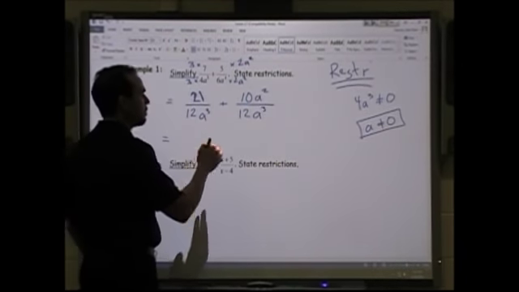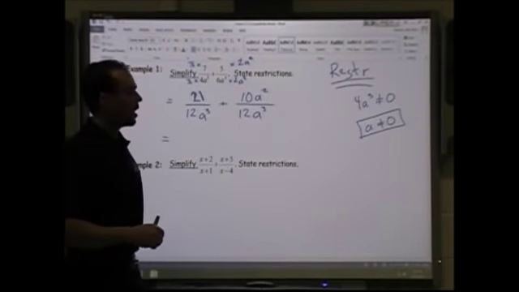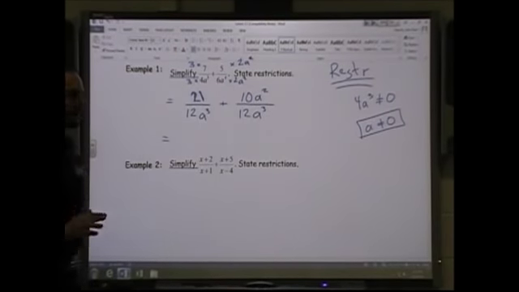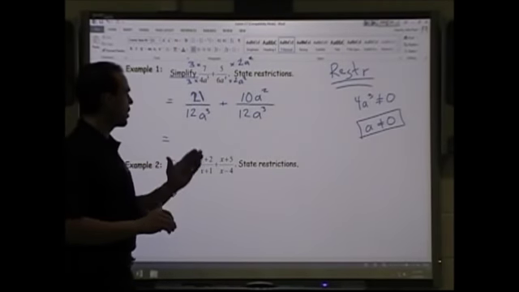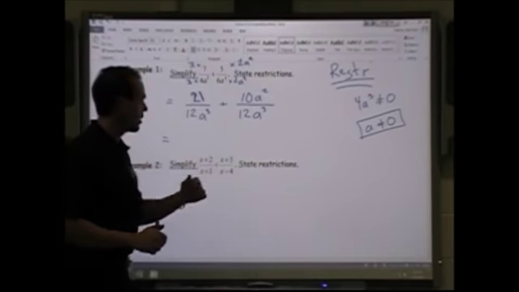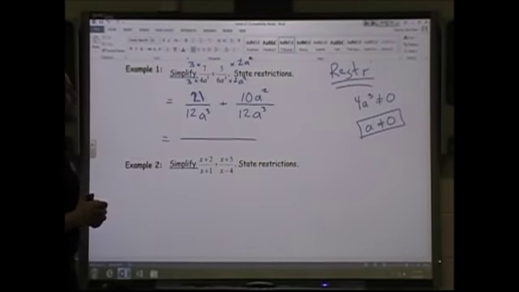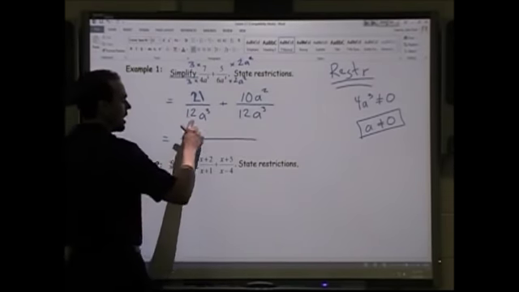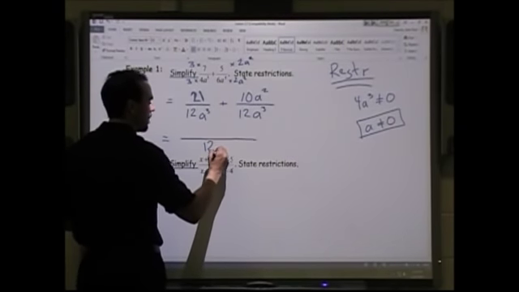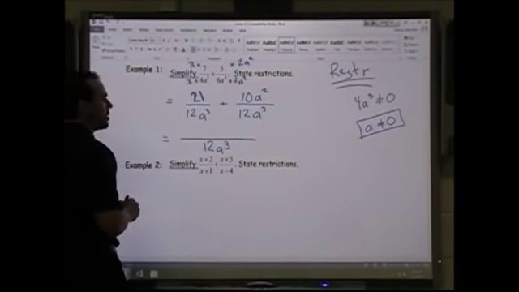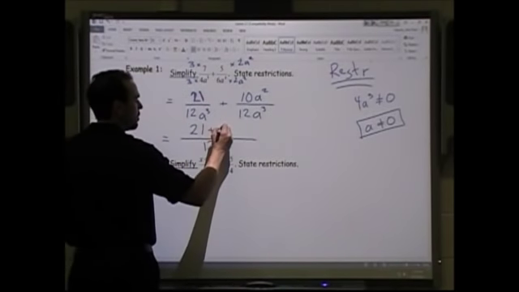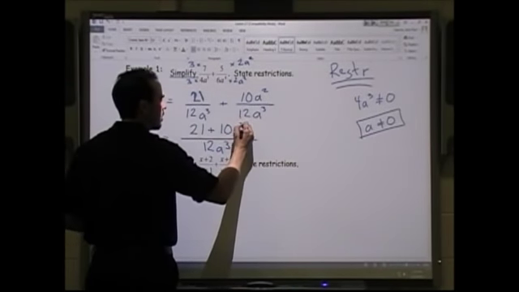Now when you get to this step, please don't go canceling out common factors and all that. The whole point of this is so that we can add these two fractions together. So now we can start adding these fractions together. How do you add two fractions? Well, if they have the same denominator, you keep the denominator the same, and you add the tops. So the top is 21 plus 10a squared.